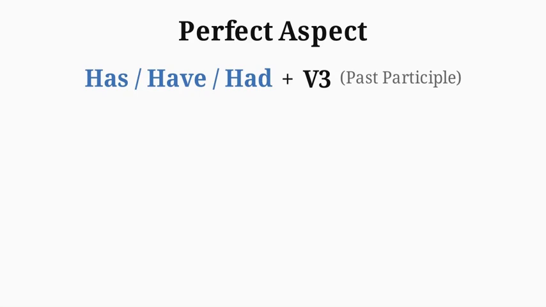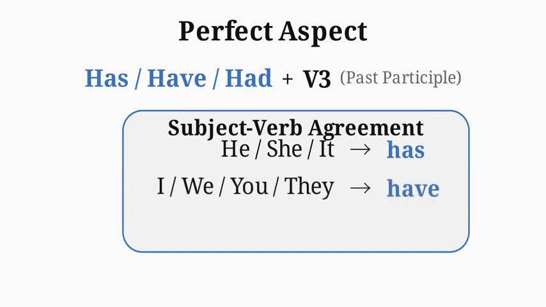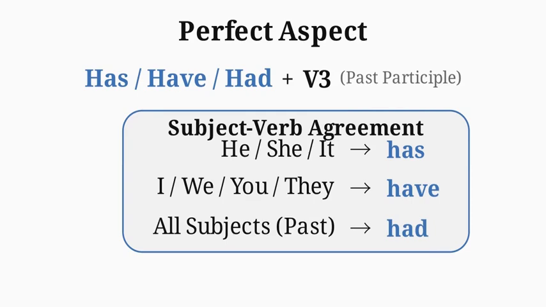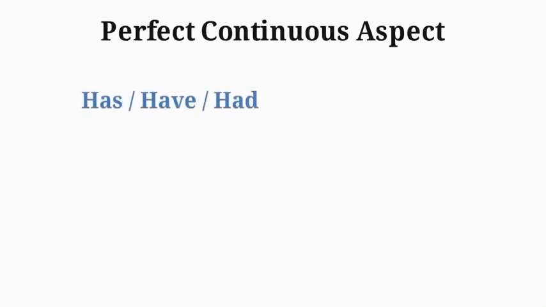The third column is the perfect aspect, used for completed actions. This structure requires a helper verb, has, have, or had, paired with the third form of the verb, also known as the past participle. A common point of confusion here is subject-verb agreement. In the present, singular subjects like he or she use has, while plural subjects and I use have.